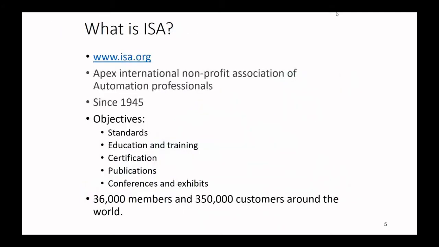Why ISA? There are a lot of people asking why we should join ISA. What is the benefit of ISA? And what is ISA? There are two things we should understand. It's a professional organization started in 1945, and its main purpose is objectives, standards, education, certification, publications, and a lot of conferences and exhibits. There are 36,000 members and 350,000 customers around the world.